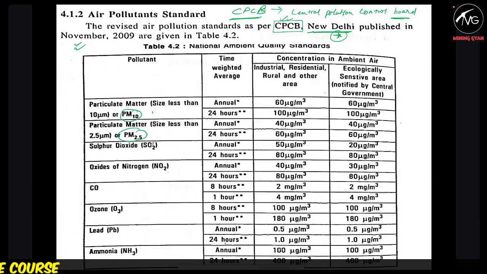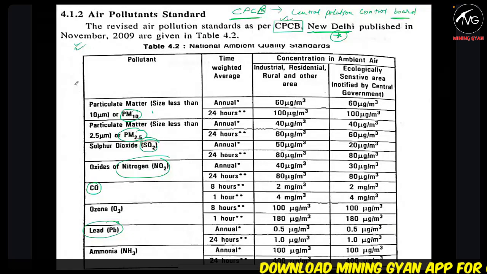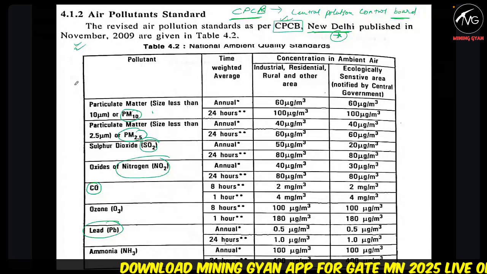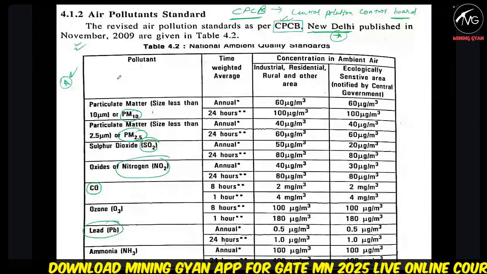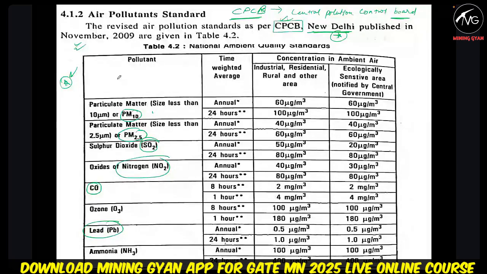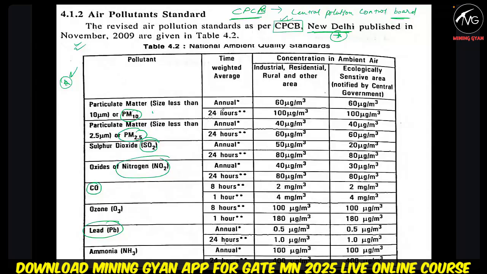PM10, PM2.5 as lead, carbon monoxide, and NO2, SO2. So this table is also a little bit important, so revise it, print it or write it down in a copy, and daily for 10 to 12 days just read it, जिससे कि कुछ डाटा आपके दिमाग में जाए.